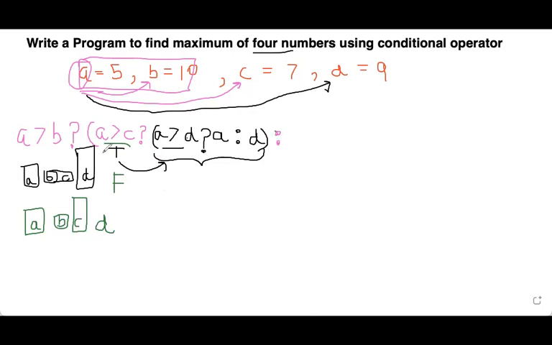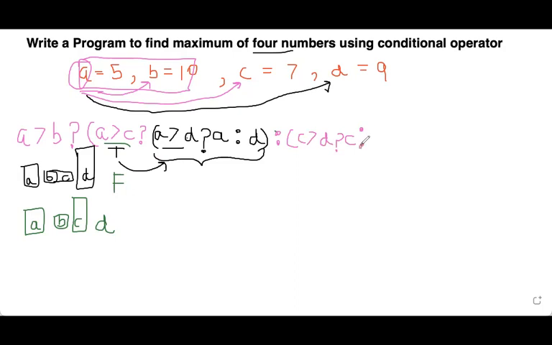For the false part, I will write, if C is greater than A, it means I'm going to check, is C greater than D also? Is C greater than D? Question mark. So if C is greater than D, if it is true, it means we will say C is greater than A and B. C is greater than D also. It means which number is maximum? C is maximum, right? You're getting the point, right?